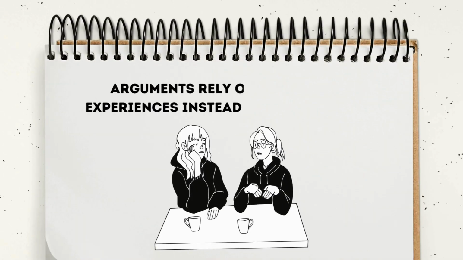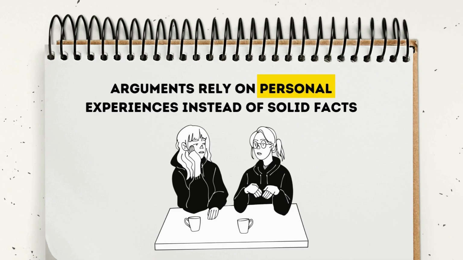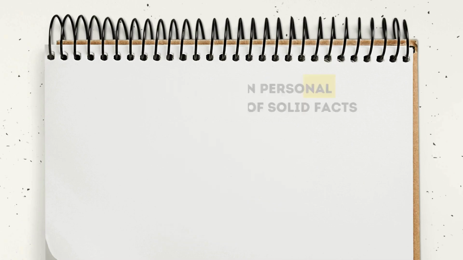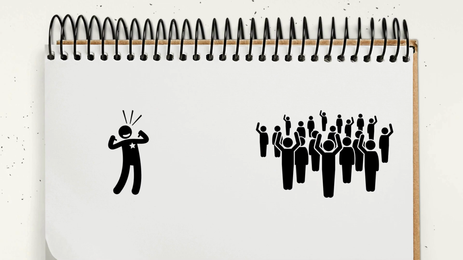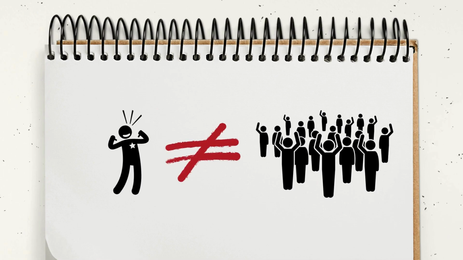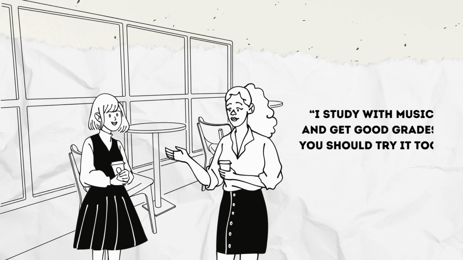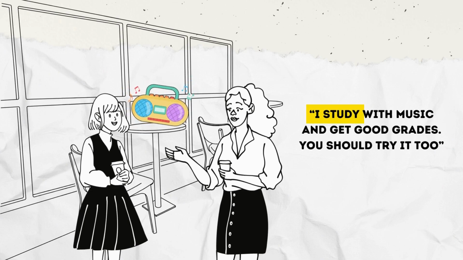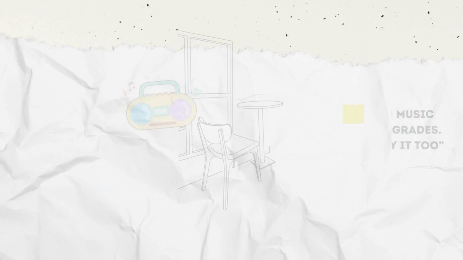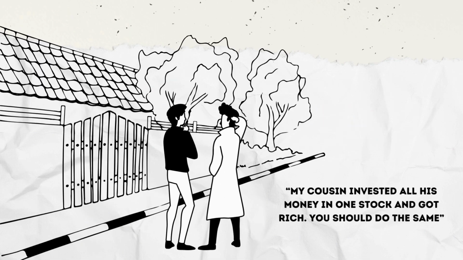This fallacy occurs when people base their arguments on personal experiences instead of solid facts. The issue is that advice from such stories may not apply to everyone. For instance, someone suggesting, "I study with music and get good grades. You should try it too." Or, "My cousin invested all his money in one stock and got rich. You should do the same."